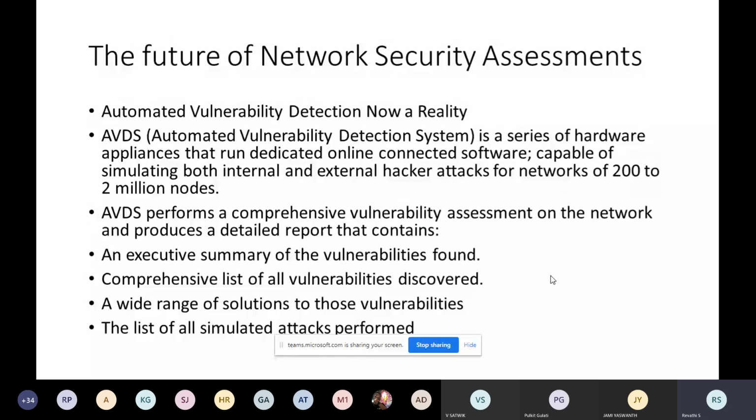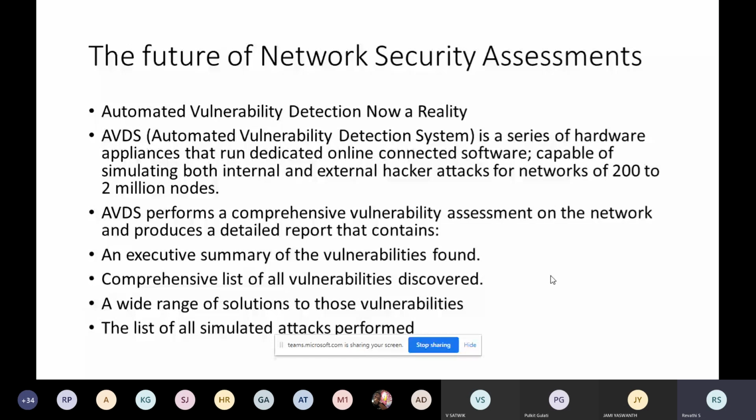So next, the future of network security assessment. We are talking about vulnerability assessment. It will be good if you have an automated vulnerability detection system. Like antivirus software, when we deploy it, it automatically tells us there is a virus. Similarly, a system which tells you there is a vulnerability automatically, before we perform the analysis, is well and good.